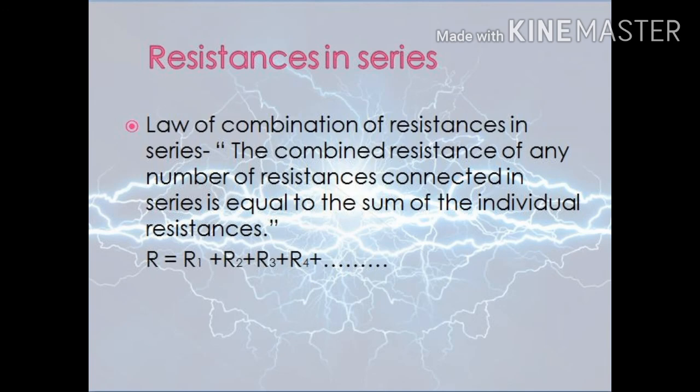That means if the resultant resistance is capital R and the individual resistances are R1, R2, R3, R4 and so on, then the resultant resistance R is equal to R1 plus R2 plus R3 plus R4 etc. So in this way, if some individual resistances are connected in series, then the resultant resistance of the series will be equal to the sum of the individual resistances.